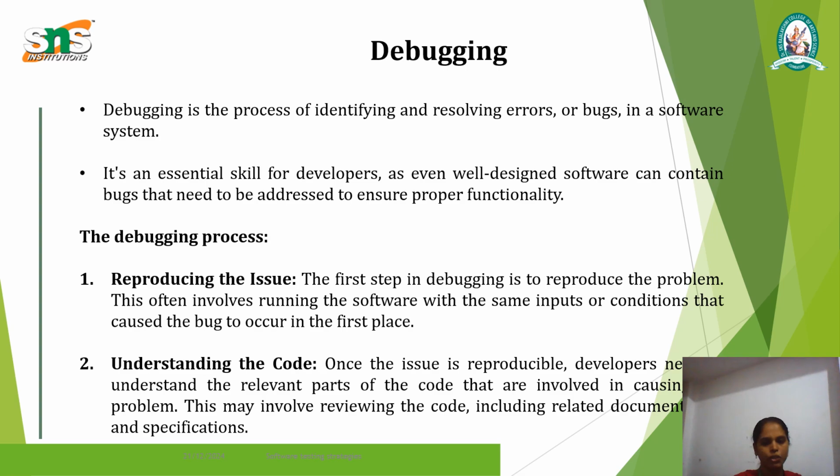Once the issue is reproducible, developers need to understand the relevant parts of the code that are causing problems. This may involve reviewing the code, including related documents and specifications. For example, if you find an error in a particular concept, we have to rectify the concept. We first go through the concept, find where we have missed or made mistakes, recover them, and then compile it again.